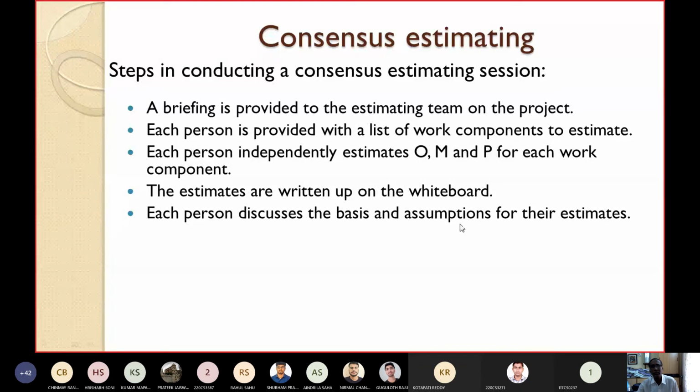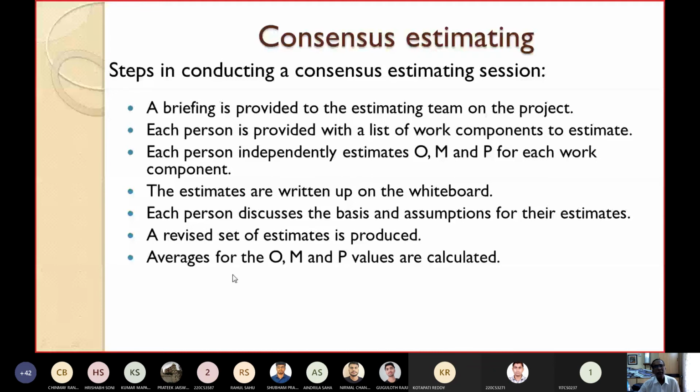On what basis they have chosen these values, they also have to discuss. Then a revised set of estimates is produced, because there are a number of persons and each person's estimate may be different from the others. Then averages for O, M, and P are calculated, because a set of values is there.